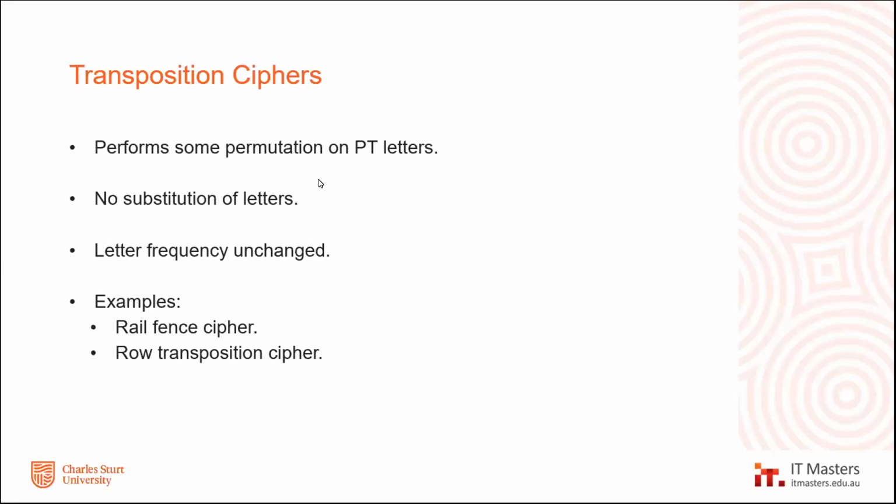Okay. So transposition ciphers. As opposed to substitution ciphers, these perform some permutation on the plain text letters. There is no substitution of letters though. So the letter frequency remains completely unchanged. It doesn't try to substitute the letters, turn them into something else. It just combines them in a different way. A couple of examples of that include the rail fence cipher, which we're going to have a look at, and the row transposition cipher.